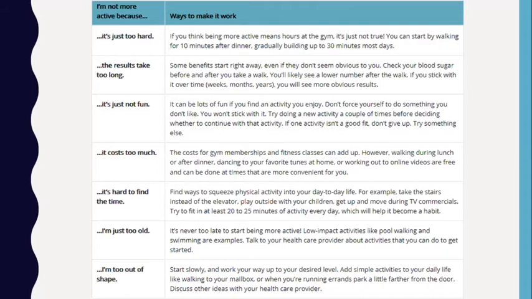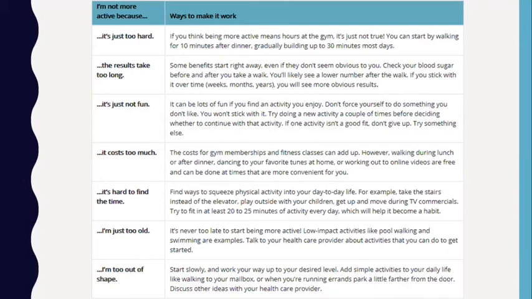Or, the results take too long. Well, it might feel that way. You might not see yourself losing weight right away, but think about what we just talked about with the blood sugar. So although you might not see yourself losing weight, your body's sweeping that sugar right out of your bloodstream into your cells where it belongs, rather than floating around and causing that cellular damage. So the results are instant.